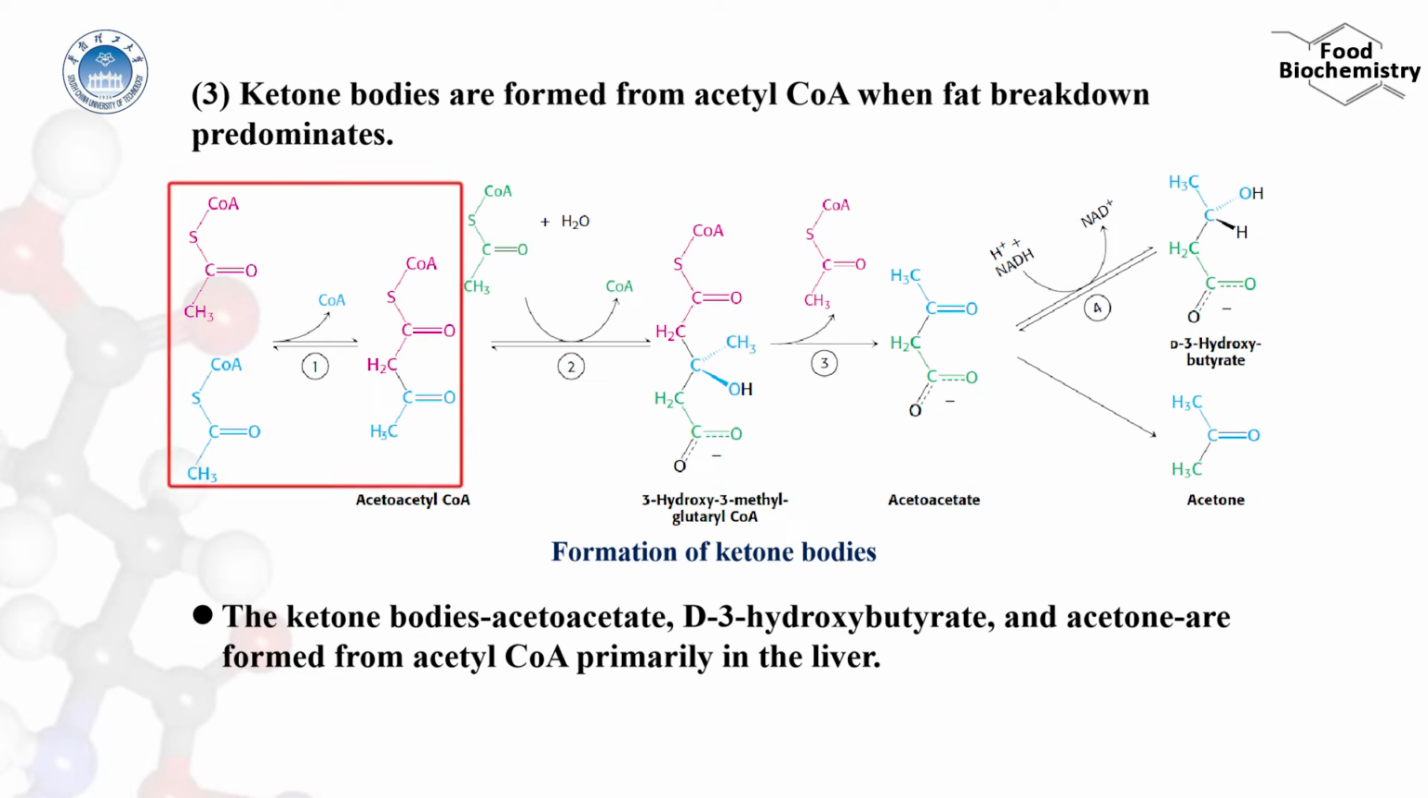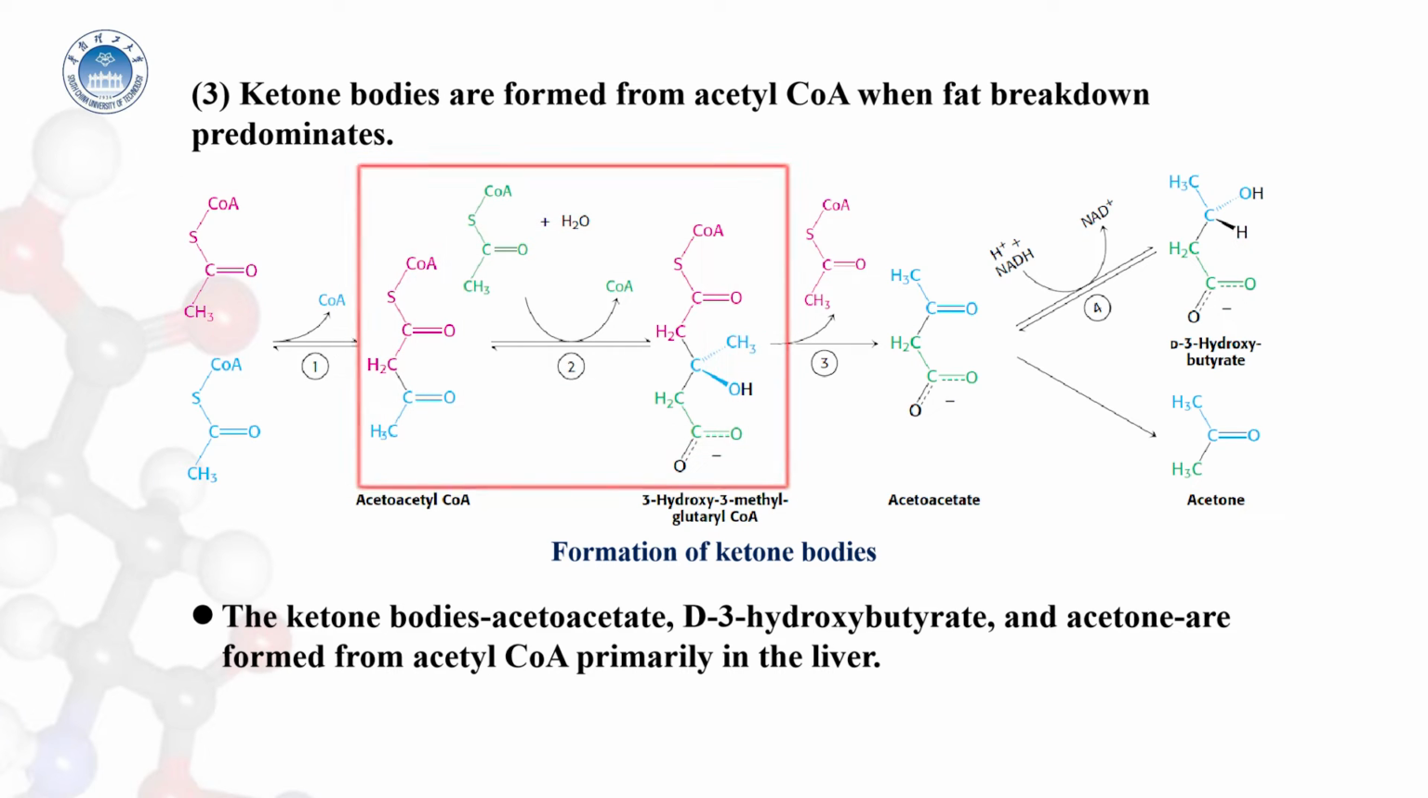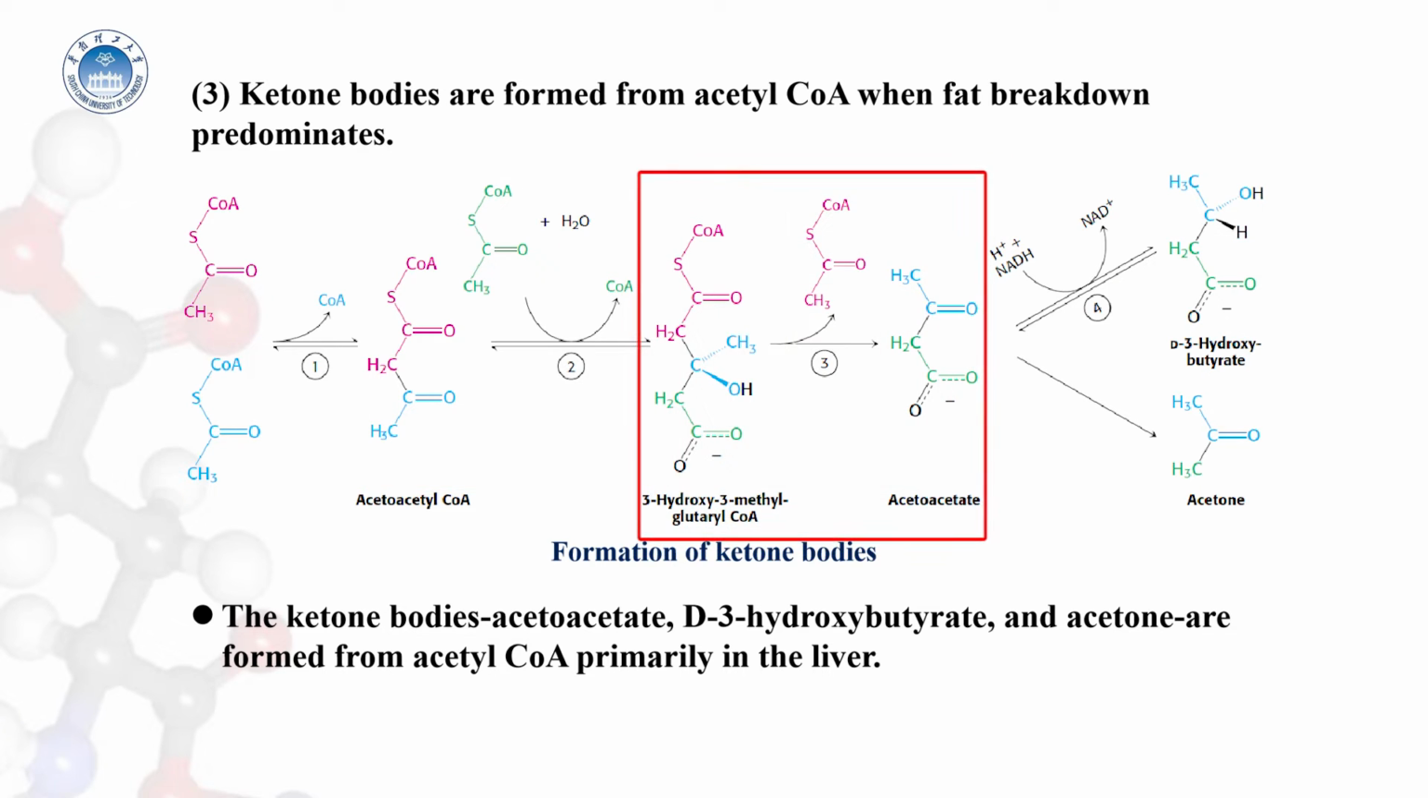Acetoacetate is formed from acetyl-CoA in 3 steps. 2 molecules of acetyl-CoA condense to form acetoacetyl-CoA, which is catalyzed by thiolase. Acetoacetyl-CoA then reacts with acetyl-CoA and water to give 3-hydroxy-3-methylglutaryl-CoA, short for HMG-CoA, and CoA. HMG-CoA is then cleaved to acetyl-CoA and acetoacetate.